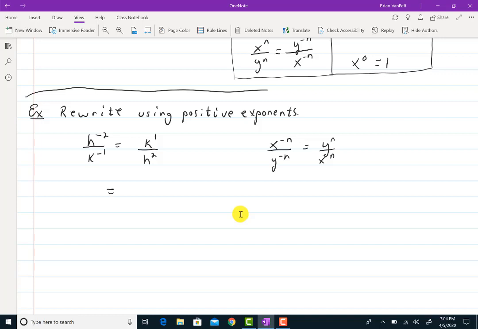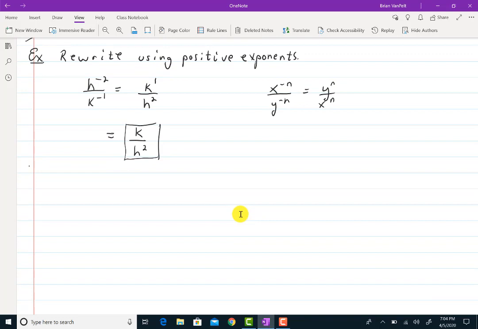And you could leave that as your answer. That's perfectly correct. But if you ever were to look up the answer in the back of the textbook, it wouldn't write k to the first power. So there you go. And the next one will be the same.